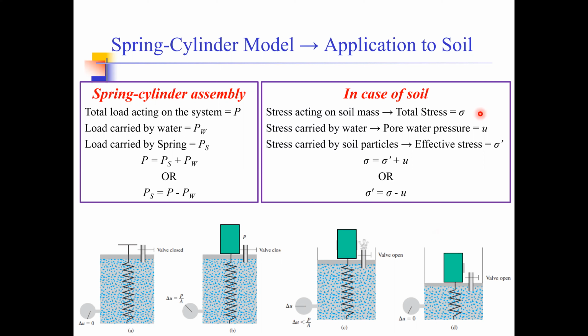Knowing this, we talked about the three major kinds of stresses that are involved in this process. One is the total stress represented by sigma, which is represented by the total load which is applied on our assembly. Pore water pressure, which represents the water pressure within the pores of the soil. And finally, the effective stress, which represents the particle-to-particle contact pressure. And their expression is simply represented by this equation.